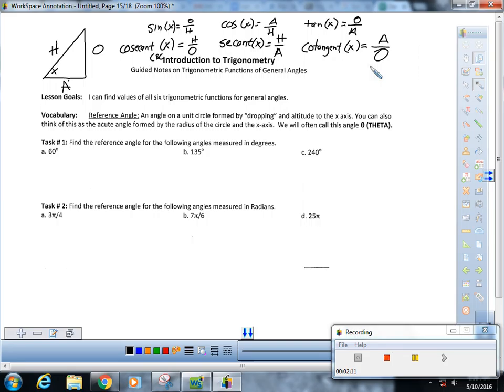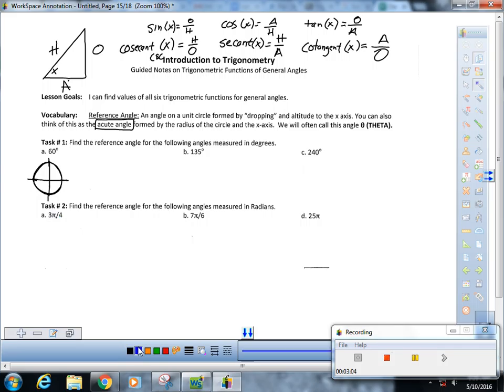Okay, a reference angle. A reference angle is an angle on a unit circle formed by dropping an altitude to the x-axis. You can also think of this as the acute angle. Okay, so a reference angle is always acute. That's something that we're going to want to know. Formed by the radius of the circle and the x-axis. So, 60 degrees. I want you to draw yourself a little sniper target. A little crosshairs. Okay?